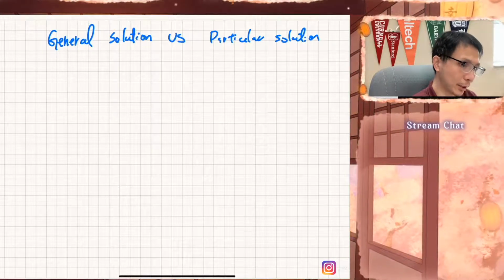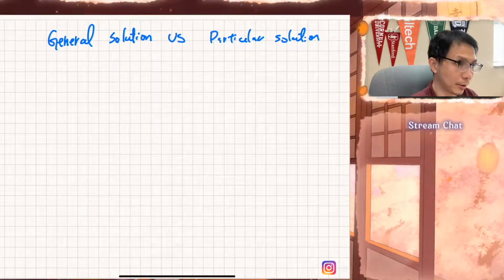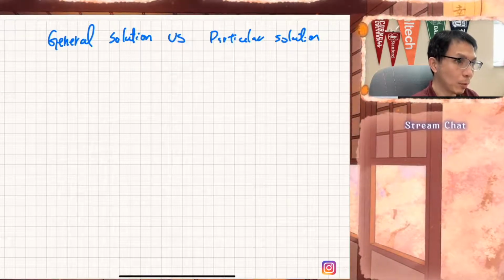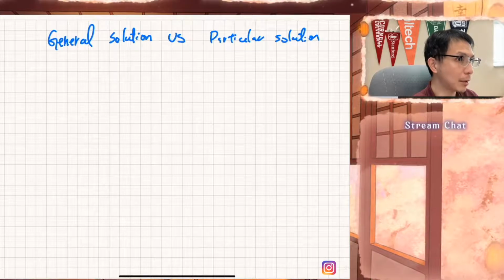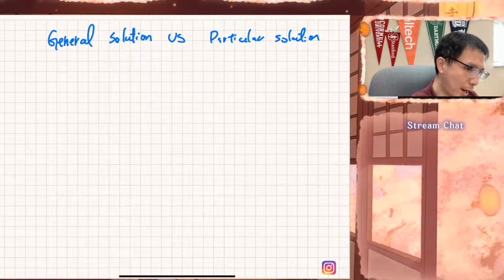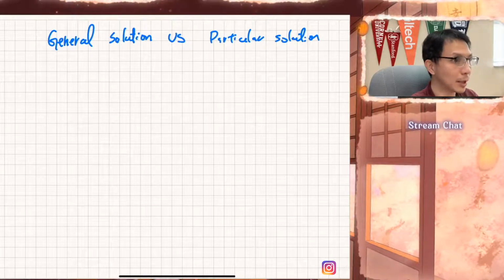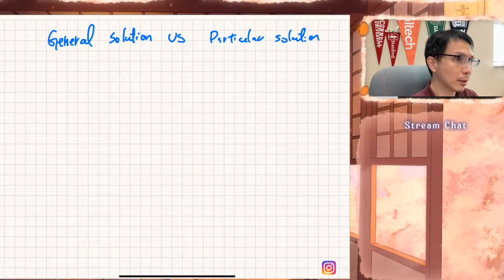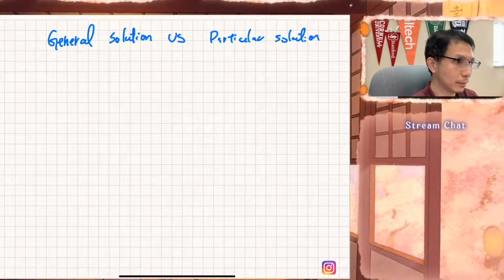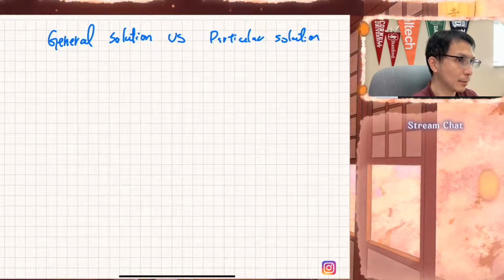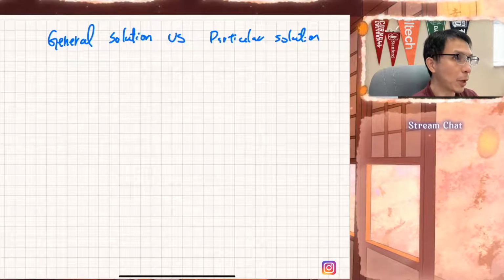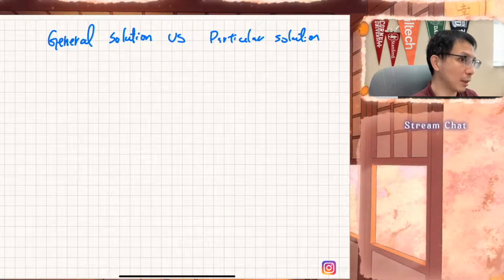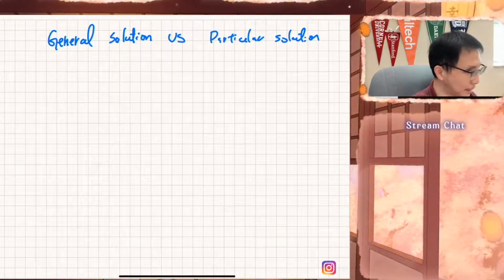General solution versus particular solution. What I mean by general solution: whatever we found yesterday always has something plus C. So if you have some type of thing plus C, that means that's a general solution. But what is C? Can we define C? The only way we can define C is with some type of information that's given.